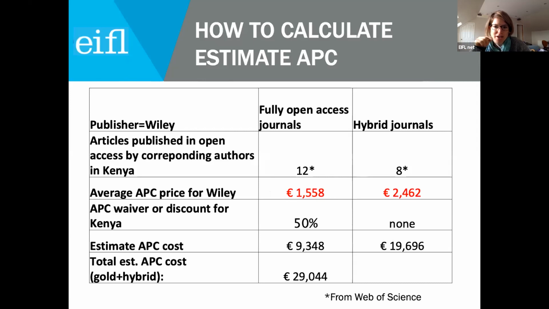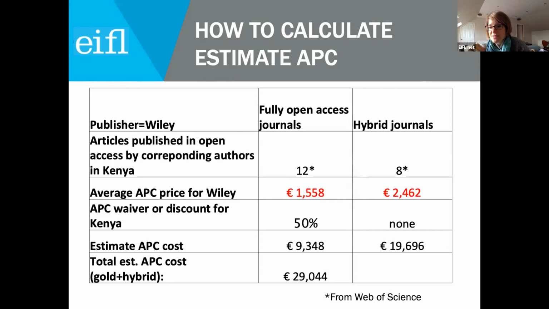I then check whether Wiley offers any APC waivers or discounts for this country. In this case, there's a 50% discount on fully open access journals, not on hybrid. So I multiply the number of open access journals by the average and take away the 50% discount to get to 9,000. For hybrid, it's just 8 times 2,462, which gives me 19,000. Then I add the two together.